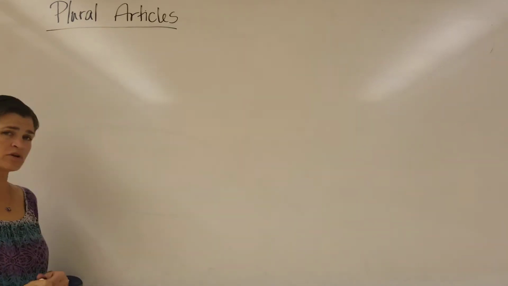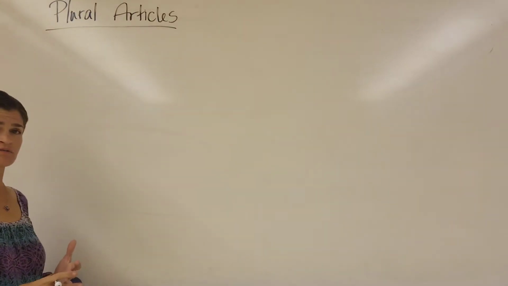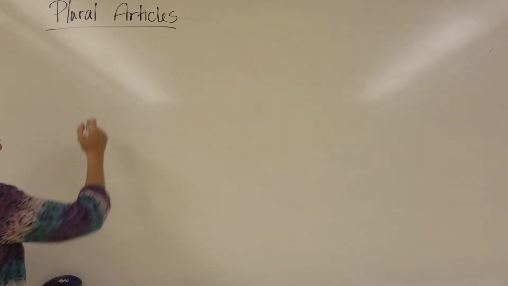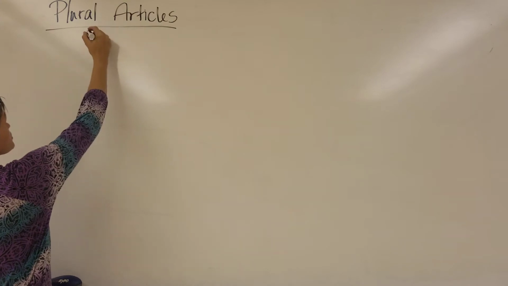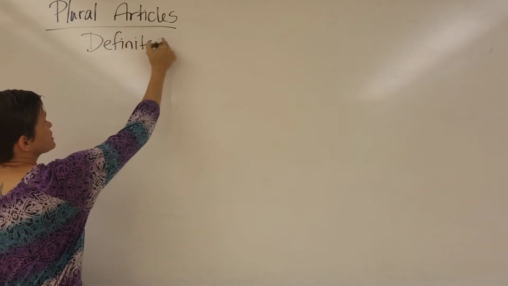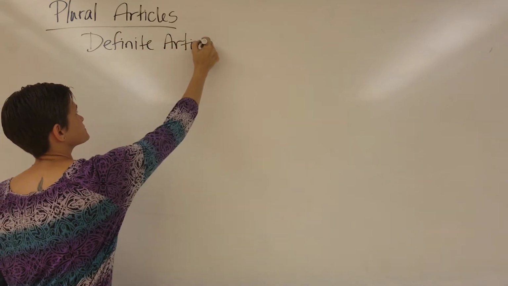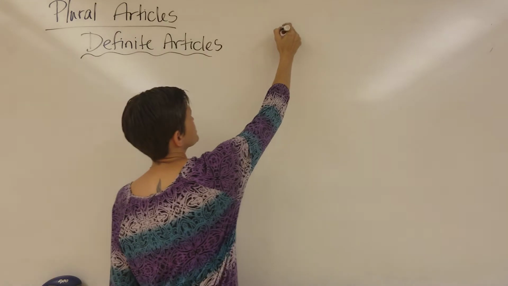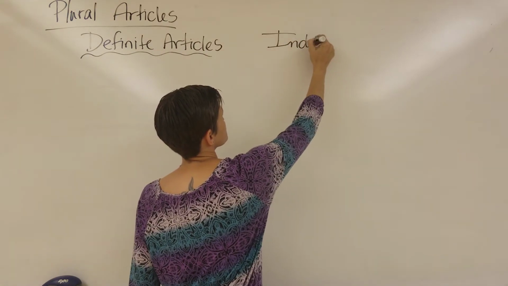So far in Spanish 1, everything that we've done has been in the singular. We've talked about single things, but now we're going to learn how to talk about plural items. To do that, we're going to need to know the articles. We've learned two kinds of articles. We learned the definite articles, and we've learned the indefinite articles.